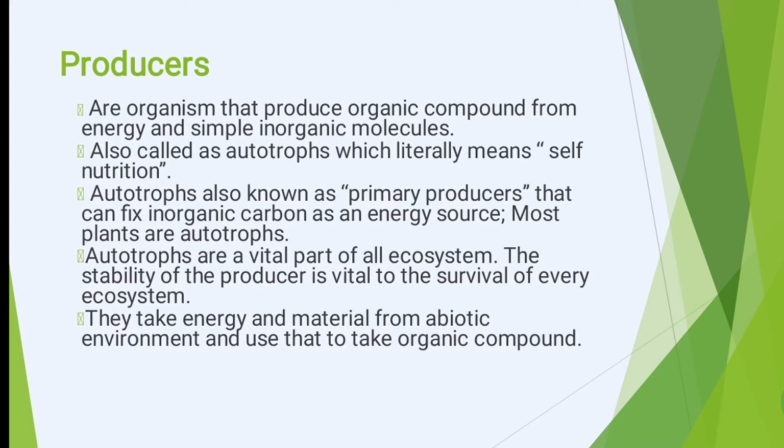Producers are organisms that produce organic compounds from energy and simple inorganic molecules. They are also called autotrophs, which literally means self-nutrition. Autotrophs, also known as primary producers, can fix inorganic carbon as an energy source. Most plants are autotrophs. Autotrophs are a vital part of all ecosystems. The stability of the producers is vital to the survival of every ecosystem. They take energy and material from the abiotic environment and use that to make organic compounds.